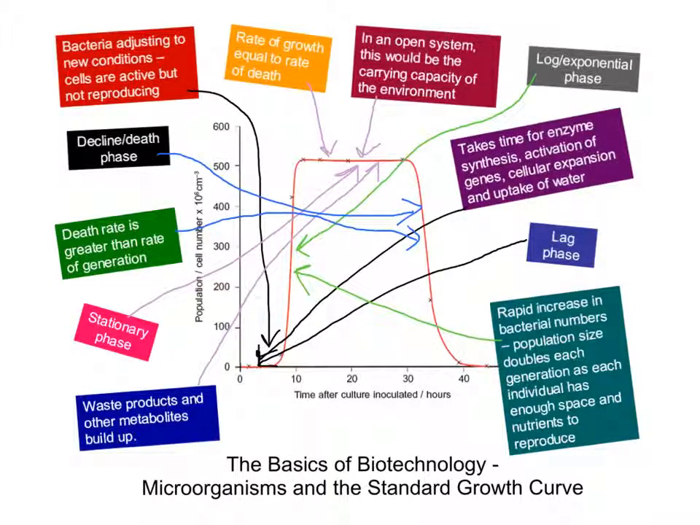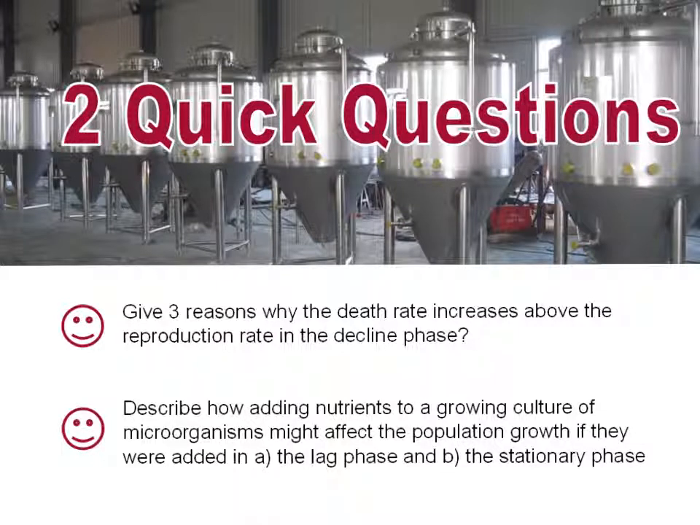So what we're going to do is just look at two particular exam-based questions that I pose my students and talk through what kind of answers you could give for those two. So here are two quick questions. First one says, give 3 reasons why the death rate increases above the reproduction rate in the decline phase. So that's 3 specific reasons why we've got a greater level of death than reproduction. So let's think what answers we could have for that one. Well, in the first instance, we could have toxicity caused by the metabolites.